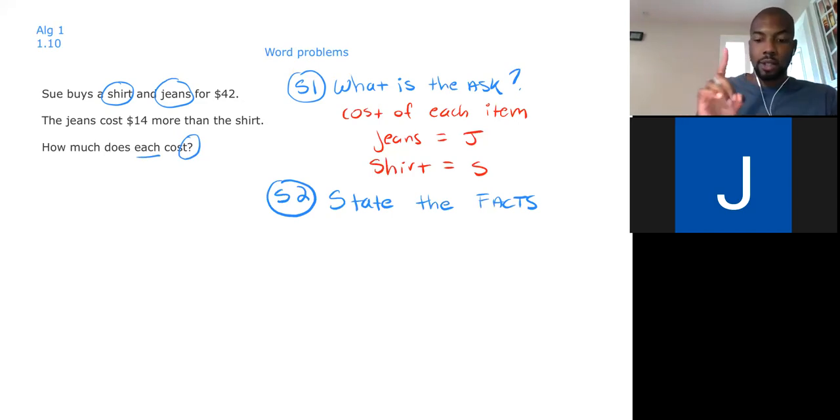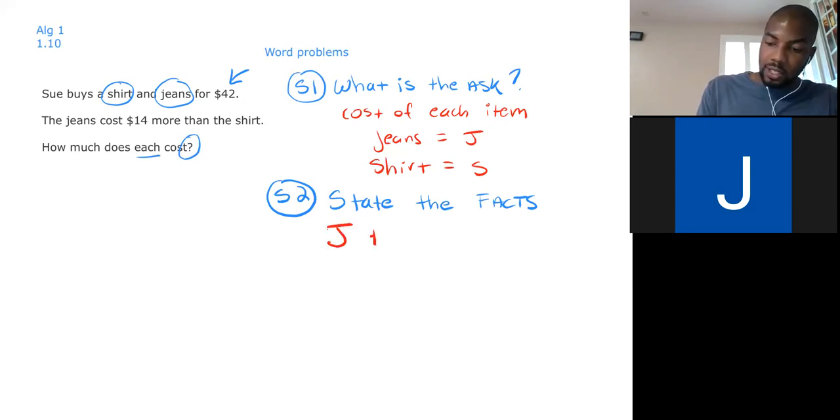What are the facts? One, Sue bought something. She bought two things, in fact, a shirt and a jeans. Both of those things put together cost $42. How do I know that? It says it in the very first sentence. She buys a shirt and the jeans for $42. So what I know for a fact is that the cost of the jeans added to the cost of the shirt must equal $42.